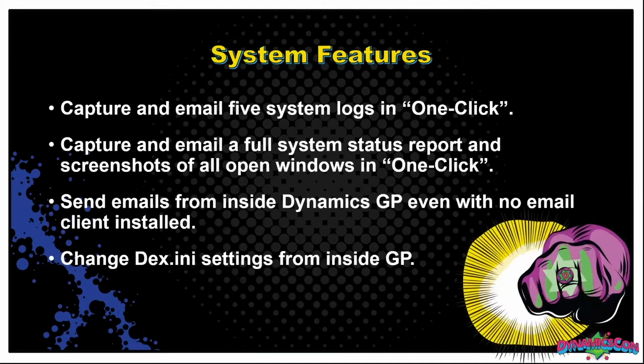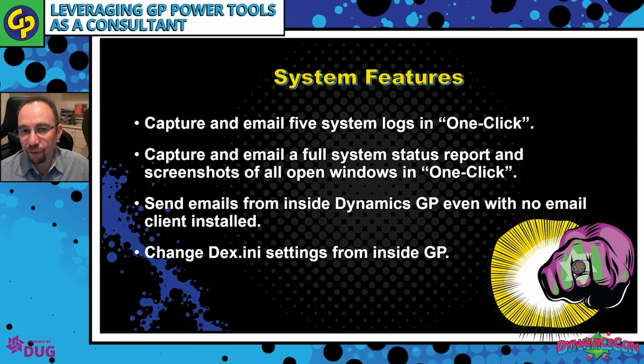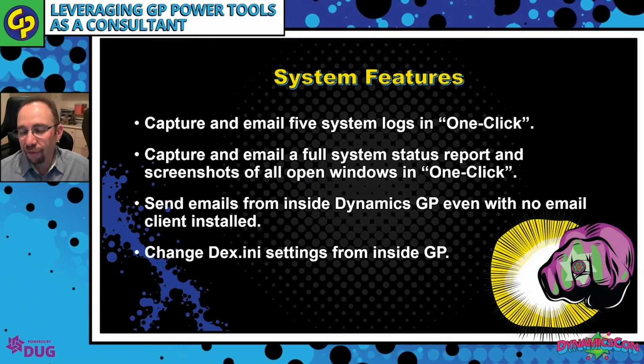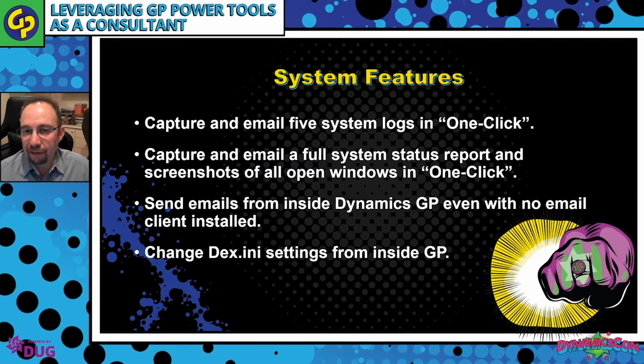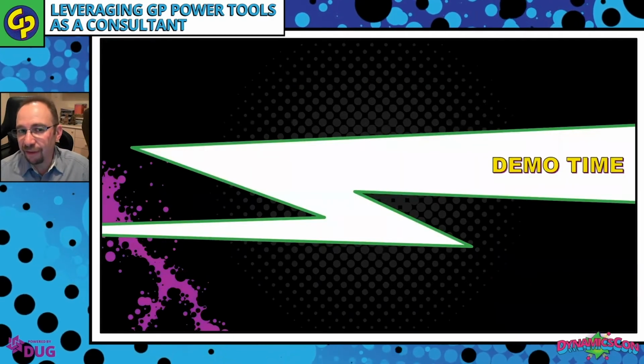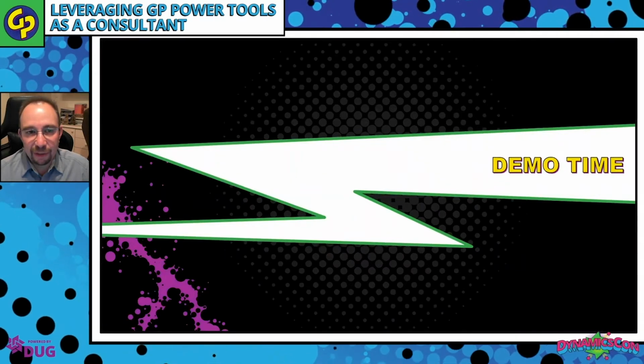The system features give you some really cool one-click features. So we can capture 5 different logs with one click. We can capture screenshots with a single click. We can send emails from inside GP if we want to, and that's very handy sometimes on a terminal server where they don't have an email client installed. And we can also change dex.ini settings from within GP in a nice interface. So really, this session is primarily a demo session, and so that's what we're going to do.